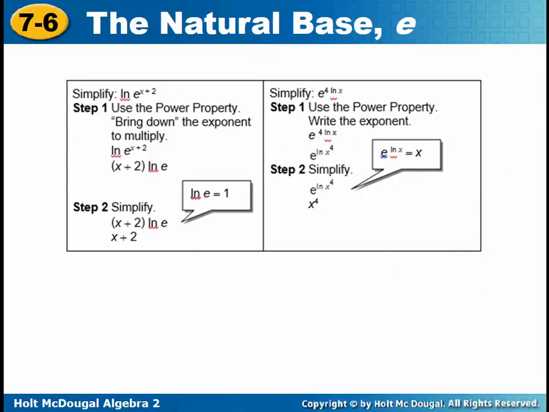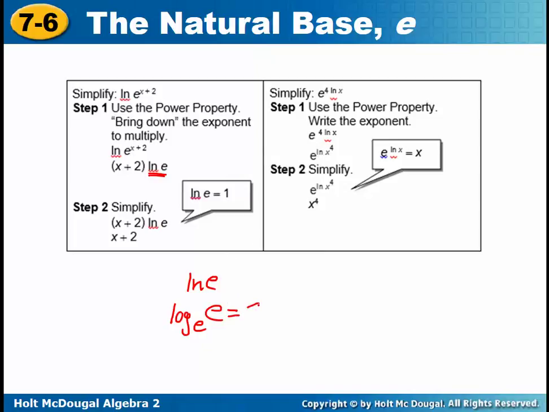Here's an example of simplifying. We're going to do a lot of these on the worksheet. And here's the key: we're going to use the same properties as before. So in this one, the exponent can be written in front. And here's the key part: when you see natural log of e, that's equal to 1. Because natural log of e is really the same as log base e of e, and that's just equal to 1.